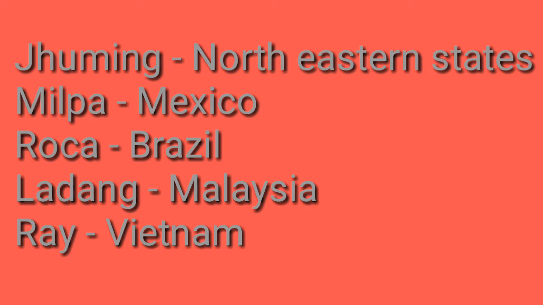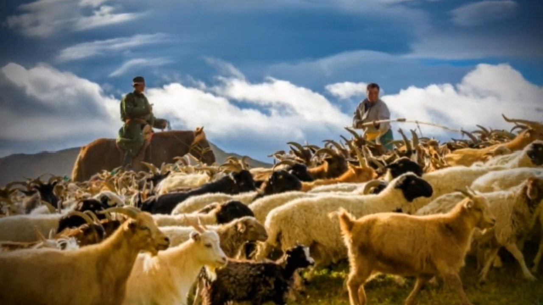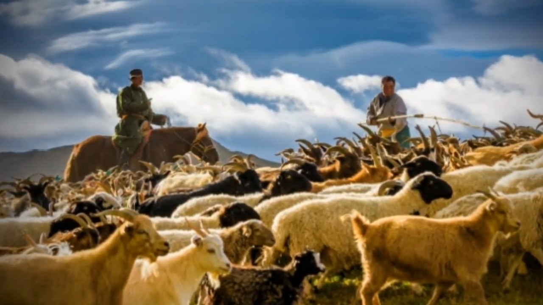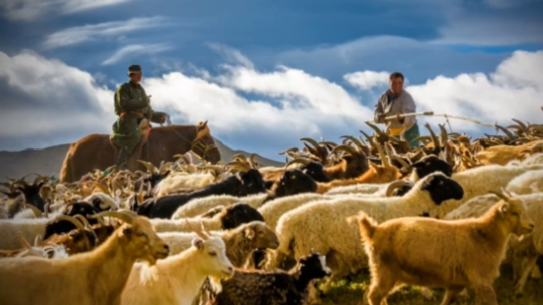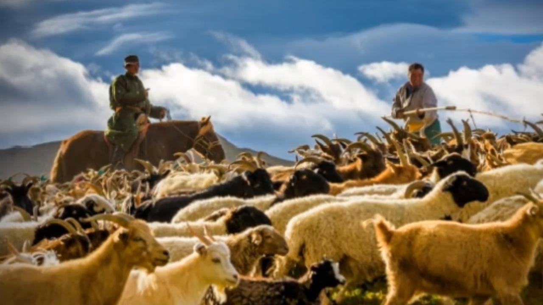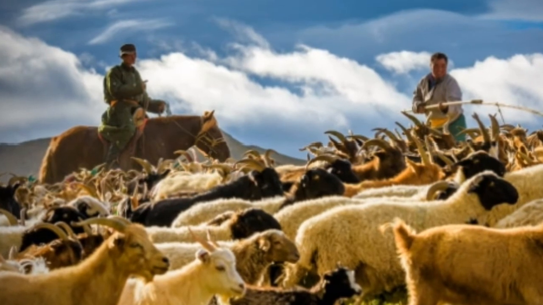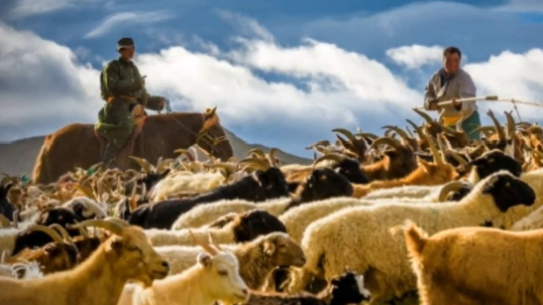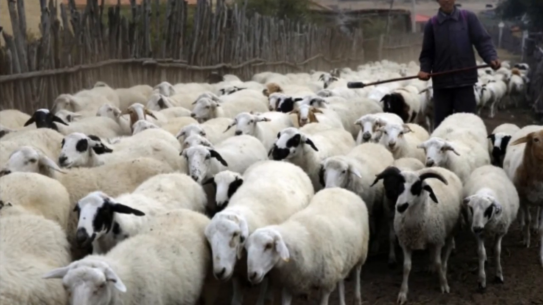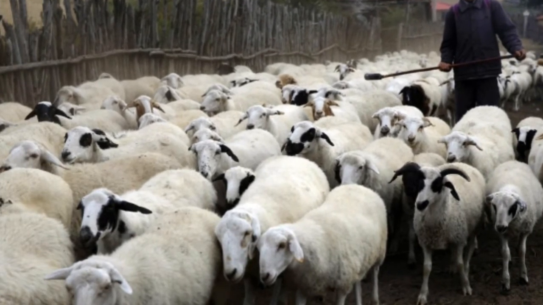Now second one is nomadic herding. It is practiced in semi-arid and arid regions of Sahara, Central Asia and some parts of India like Rajasthan and Jammu and Kashmir. Nomadic herding is a system of raising animals by allowing them to graze on natural vegetation. The herders do not grow any fodder but move from place to place in search of pastures and water for their animals along defined routes.